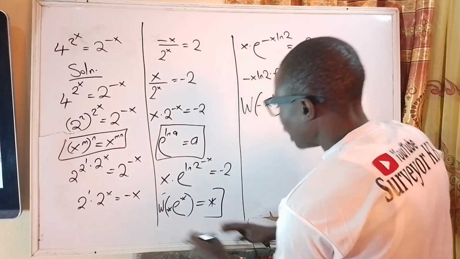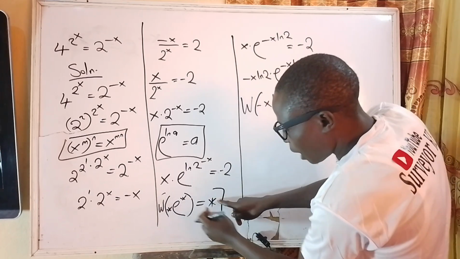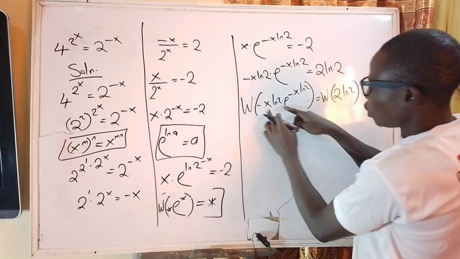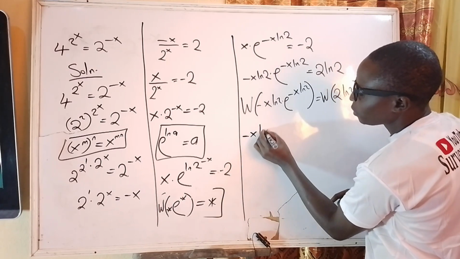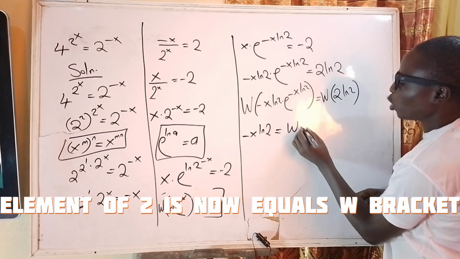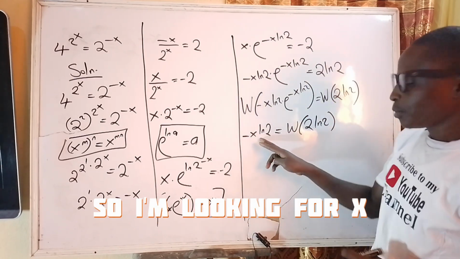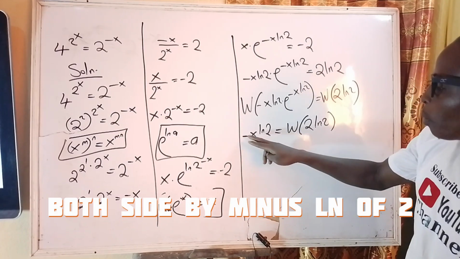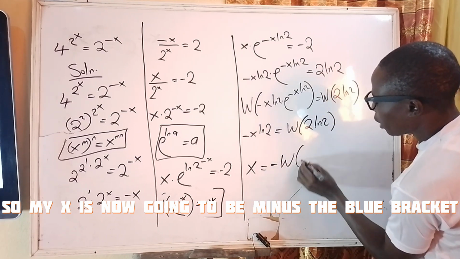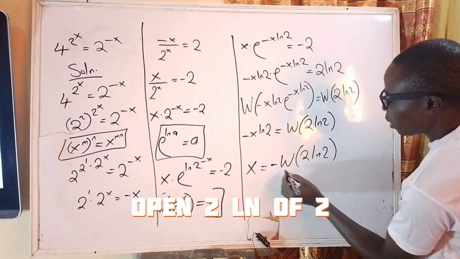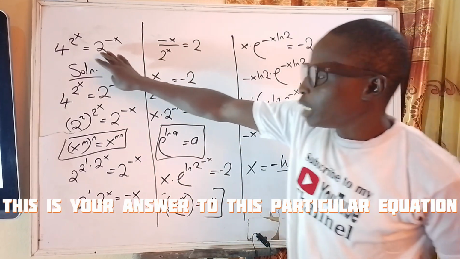So going by this, we can see that whatever is here, this is x, and to be equals to, this is a star, not x, this is a star, and this is a star. That means whatever is here is equal to, I can pick either this or this, although they are the same. So minus x ln of 2 is now equals W bracket open 2 ln of 2. So I'm looking for x. That means I need to divide both sides by minus ln of 2. So my x is now going to be minus W bracket open 2 ln of 2 everything over ln of 2. This is your answer to this particular equation.